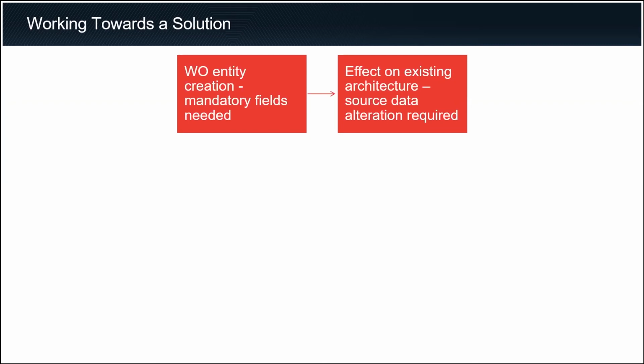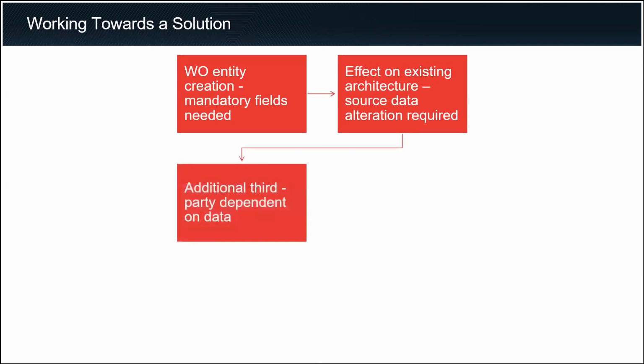That had an effect on the existing architecture, because now there's an initial loop back from your EAMS system to make sure that the source is updated with asset type data and availability thereof. There is an additional third party dependent on the monitoring data that we get, so we needed to make sure that third-party system still worked as expected with the change in the source.